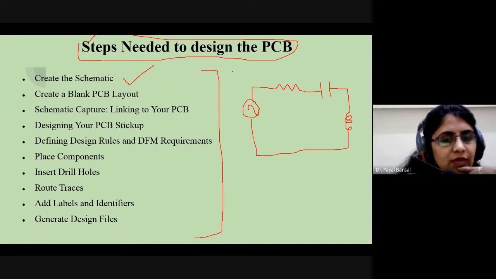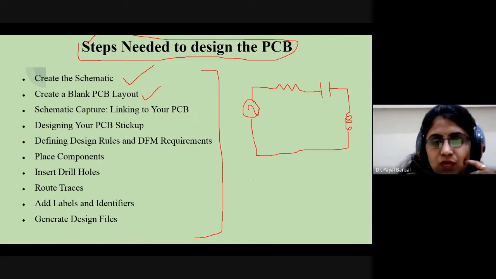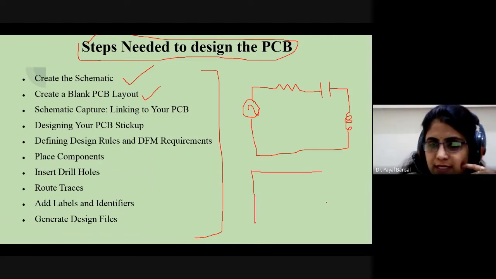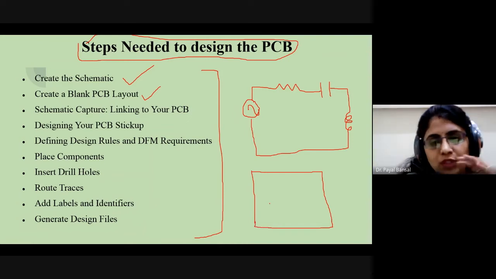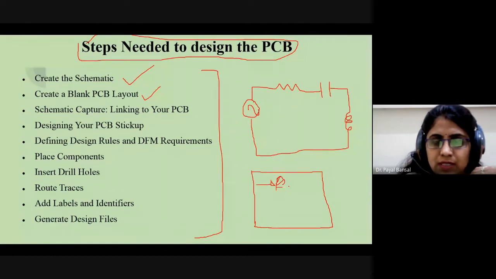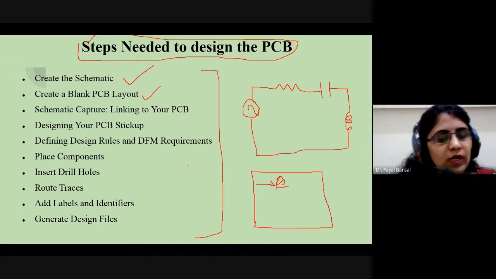The second point is to create a blank PCB layout. What is a blank PCB layout? First of all, we should create such a blank PCB layout with no components mounted over there. Let's suppose I want to mount an LED over it. This is the symbol. So we have to connect this LED in such a manner that the two legs of that LED penetrate the surface area of that particular PCB. So at the initial stage, we have to create a blank PCB layout.